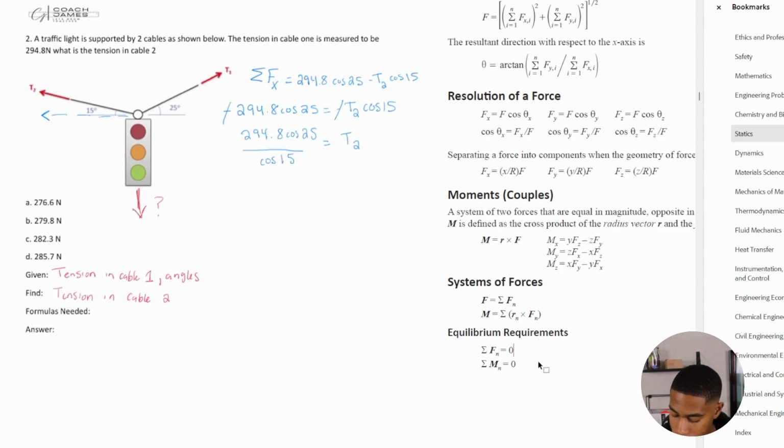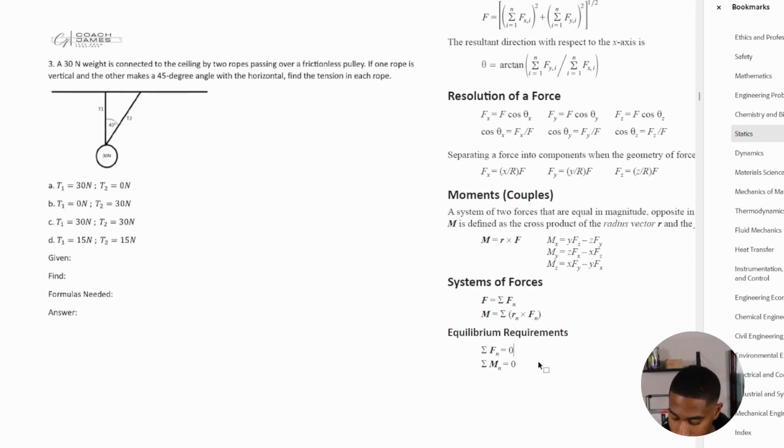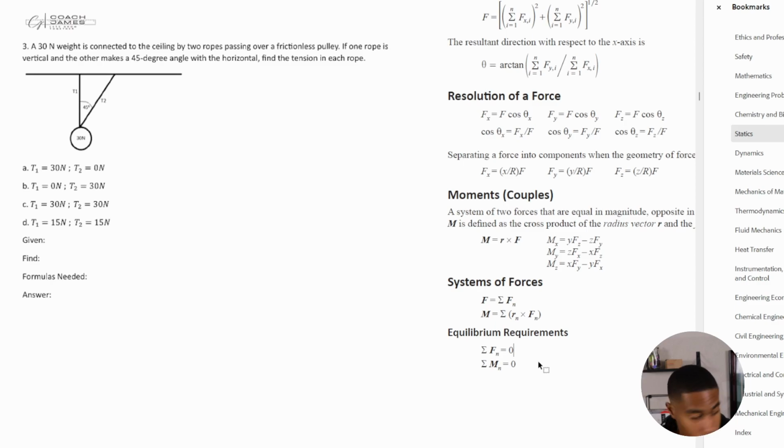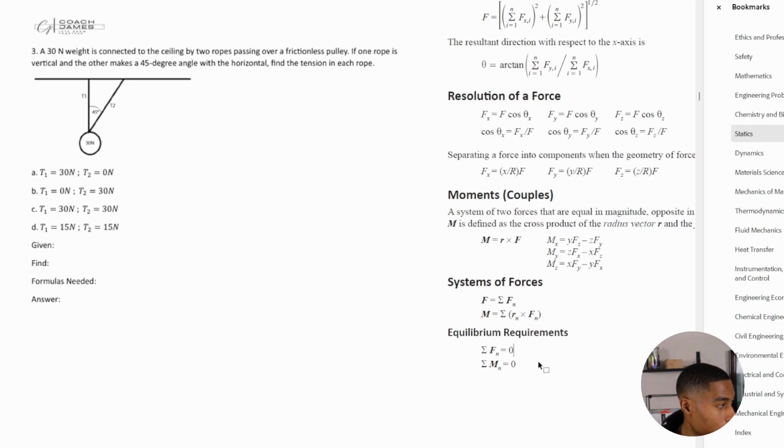All right, then I'm going to plug that into my calculator. And you should get T2 to equal 276.6. And that is newtons, right? Or A. Perfect. Let's get one more.